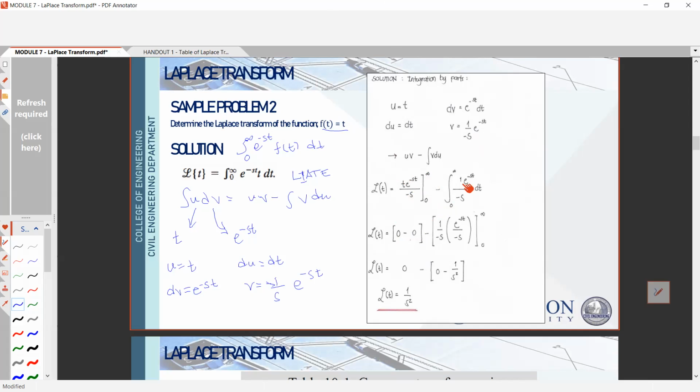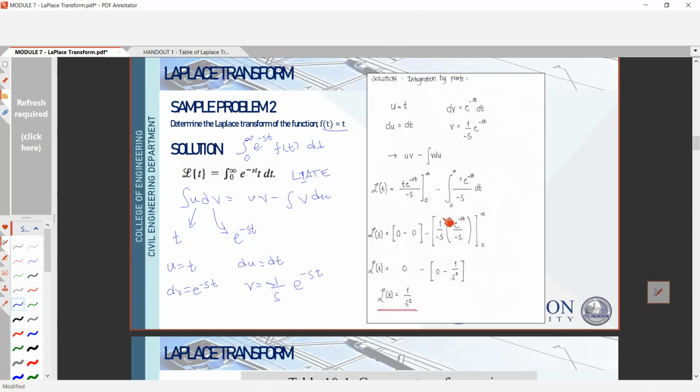Then, evaluate naman natin itong isa. Hindi pa pala natin 'to na-integrate. Yung 1 over negative s is a constant, so pwede mo 'tong ilabas. And what we have left is e raised to negative st dt. So the same na rin siya dito. Ang integration niya is negative 1 over s e raised to negative st.